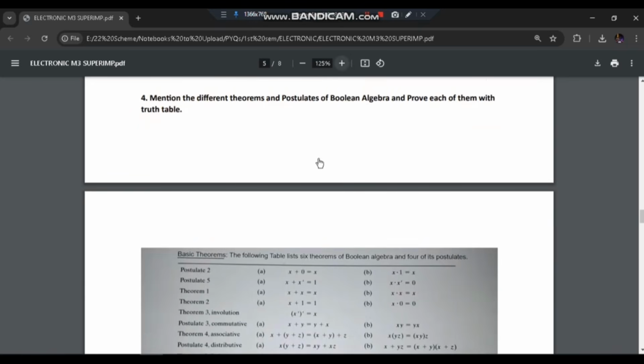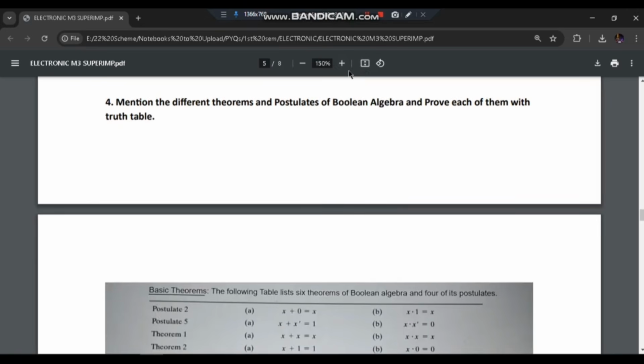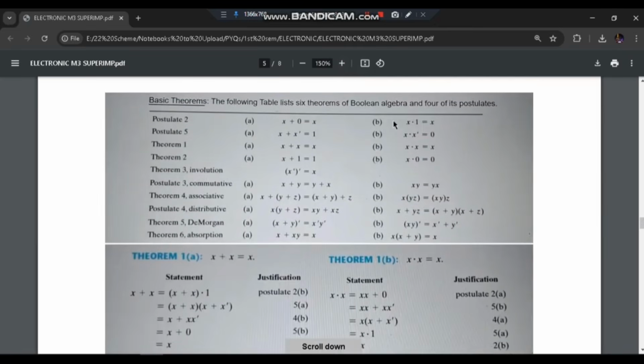Next is: mention different theorems and postulates of Boolean algebra and prove each of them with a truth table. Okay, so there are some theorems and postulates which you need to know. While simplifying, all these theorems are used. So you can go through them one by one. Like x plus 0 is equal to x, x into 1 is x, x plus x bar is 1, x into x bar is 0. These are all the Boolean postulates and theorems.